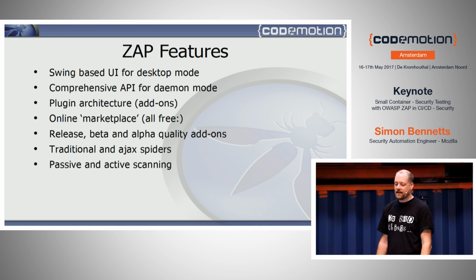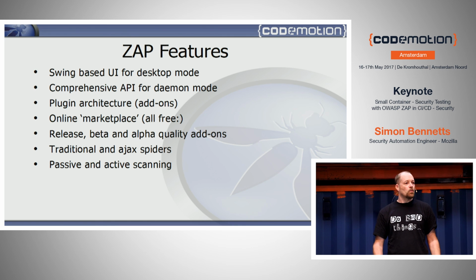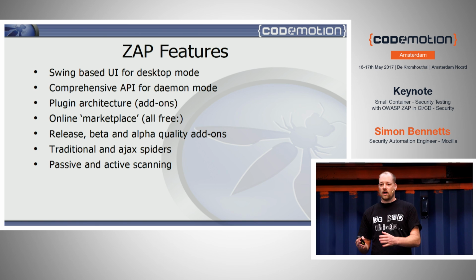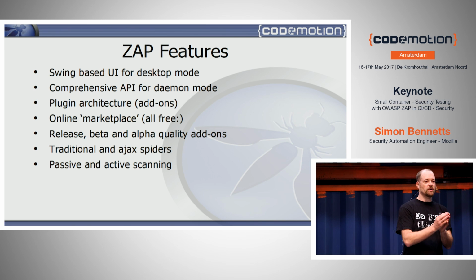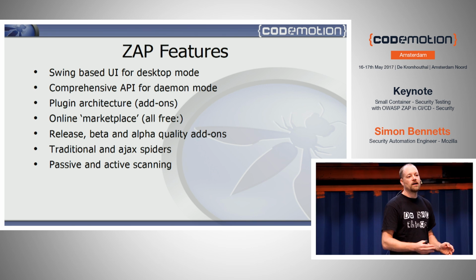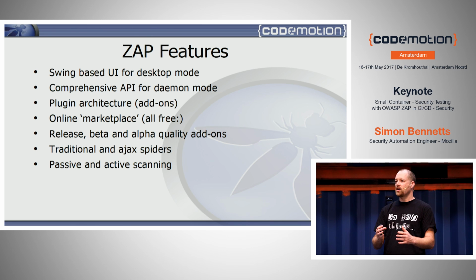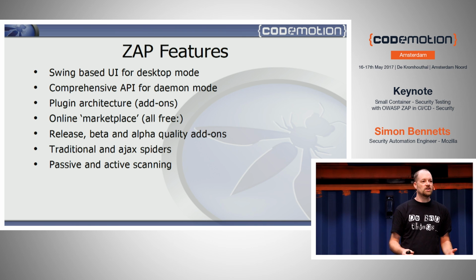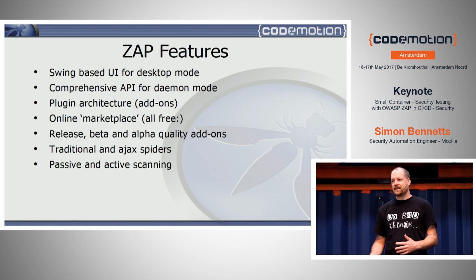We have what we call passive and active scanning. Passive scanning is where we look at the requests and the responses flowing through ZAP. One of the key things is that ZAP is an intercepting proxy, and typically the way you want to use it is to proxy traffic through ZAP. When the traffic goes through ZAP, we can analyze it and look for potential vulnerabilities. Passive scanning just looks, it doesn't touch. So we can determine certain types of vulnerabilities just by looking at the traffic.